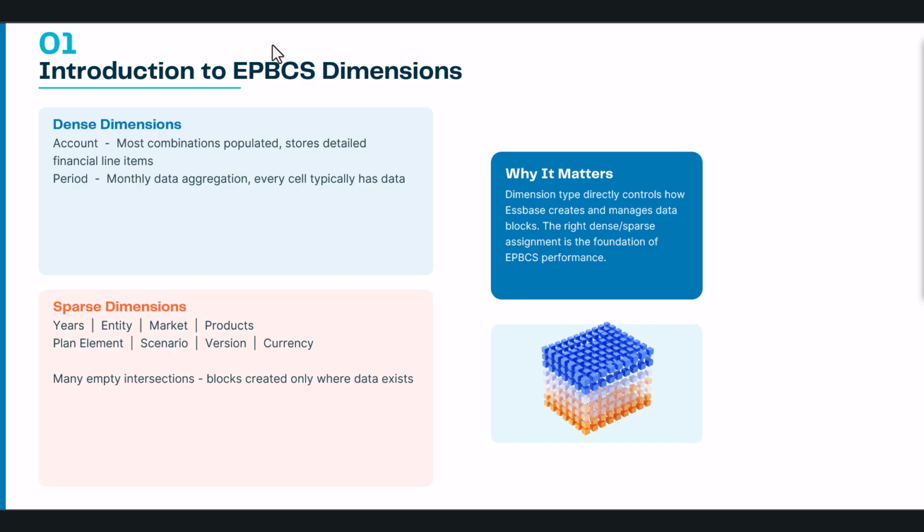So the bottom line is why it matters. Why configuring dense and sparse correctly matters. See, if we get our dense and sparse assignment right, our application performs beautifully well. If we get them wrong, then we are looking at memory problems, sluggish calculations, and users who lose confidence in the system. It really does come down to this one foundational decision.